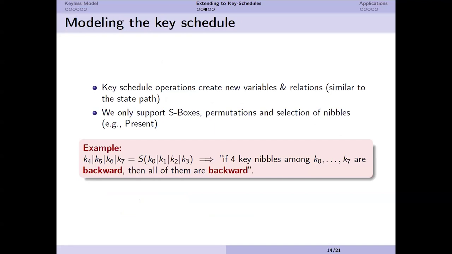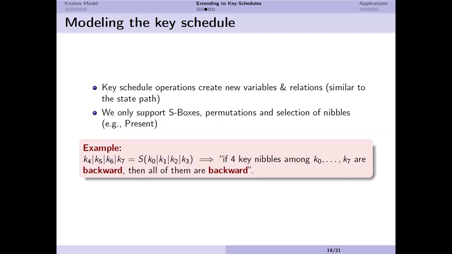How do we model the key schedule? This is where things are going to be restricted, because the operations we handle for the key schedule are the same that we handled for the state path. And in the state path, we only had S-boxes and bit permutations. So in the key schedule, we only want S-boxes and bit permutations. That still models a whole bunch of ciphers, including PRESENT, but unfortunately not the AES anymore, because it has a very complicated key schedule, with complicated linear operations that are not permitted here. So we only support S-boxes and permutations, and we compute new key nibbles using them, and then we select some of them.